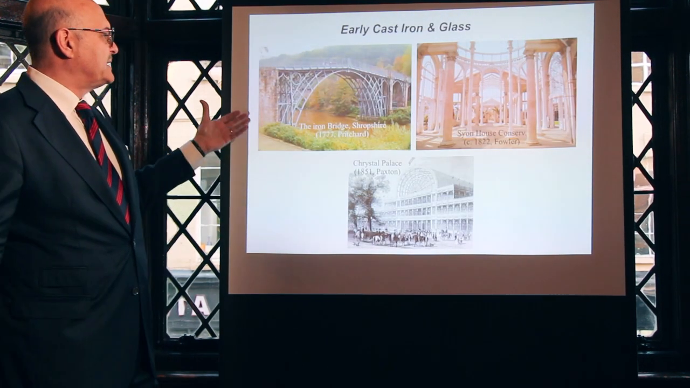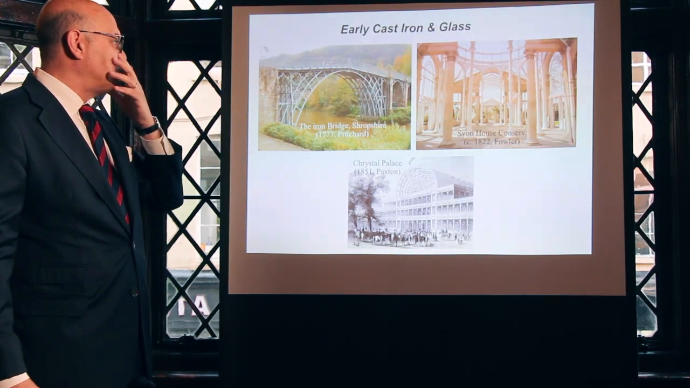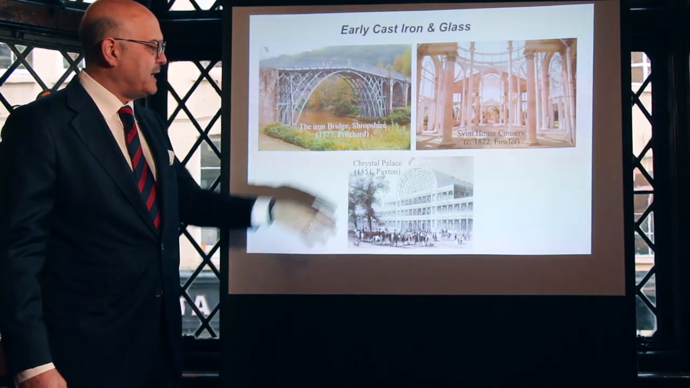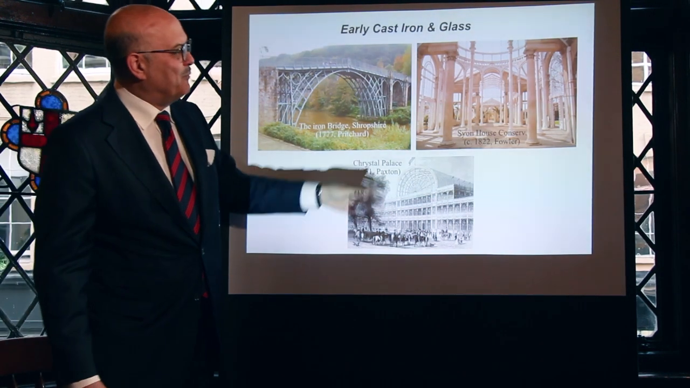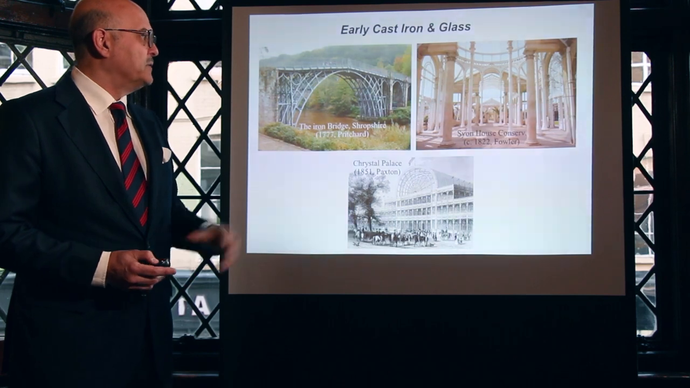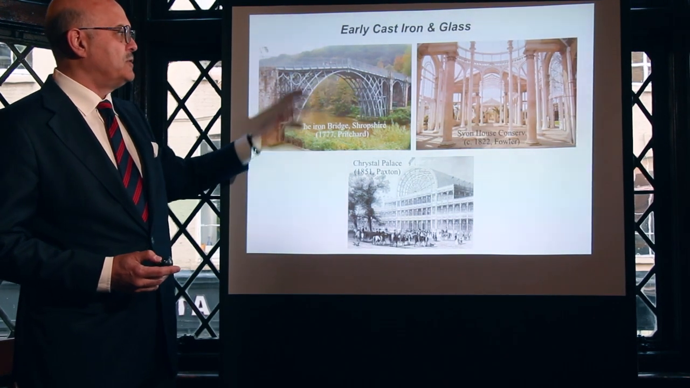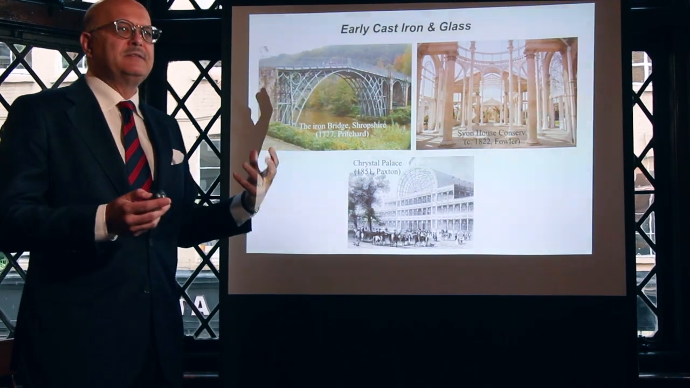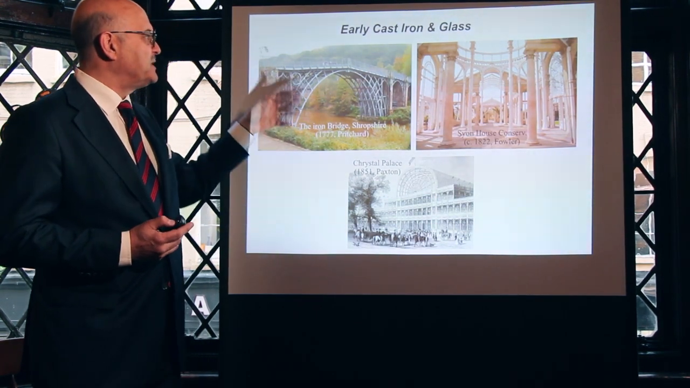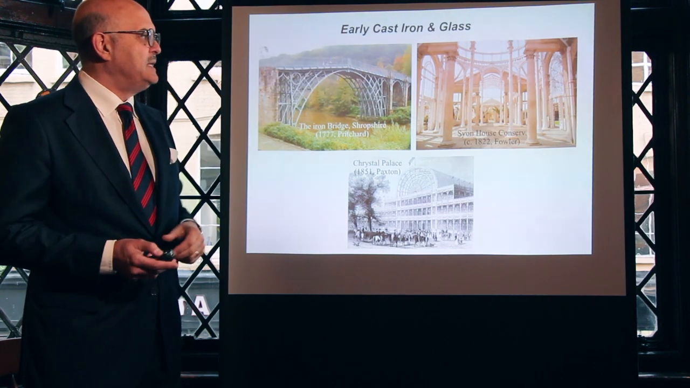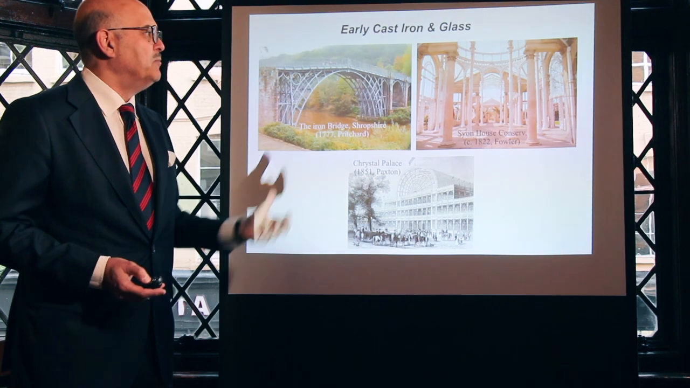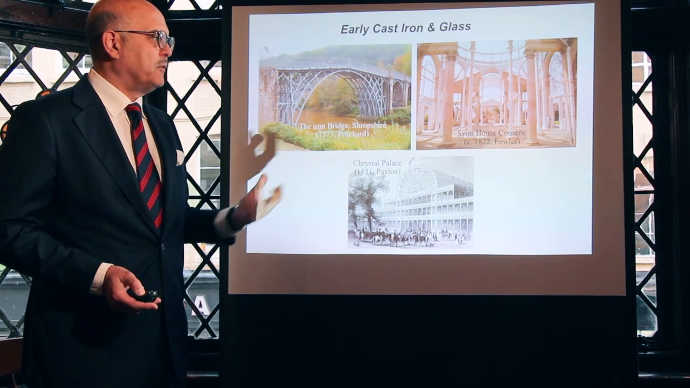So these are some examples of early cast iron and glass buildings, like Iron Bridge in Shropshire and Crystal Palace, which of course burned down twice, and Syon House Conservatory, which is still around. So you already see an application of new technology. The style is obviously reminiscent of more classical aesthetics, but because the material is so different, you're beginning to see some differences. These are recognizably not medieval or even early modern buildings.